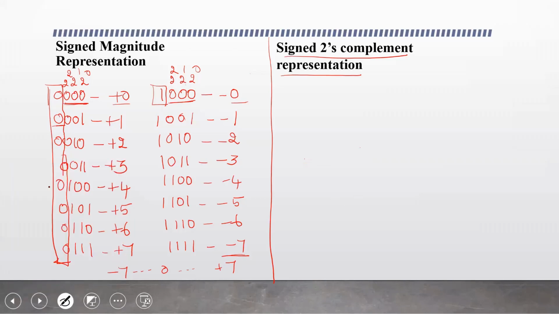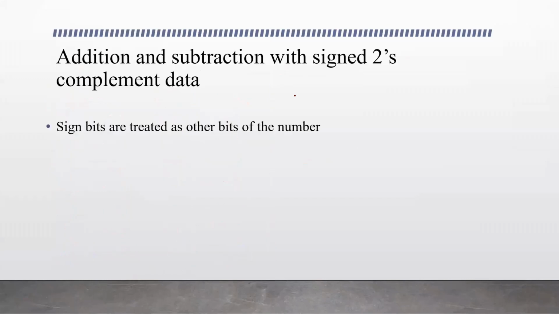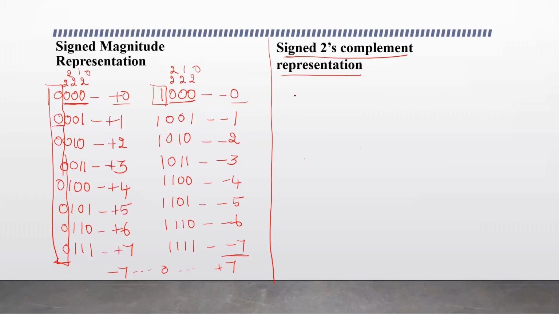Now, how is signed 2's complement representation done? Because it is signed, there will be a sign bit. When there are n bits to represent the data, the nth bit here is also a sign bit. But the difference is that the sign bit is not treated separately. The sign bit is treated along with the data bits.